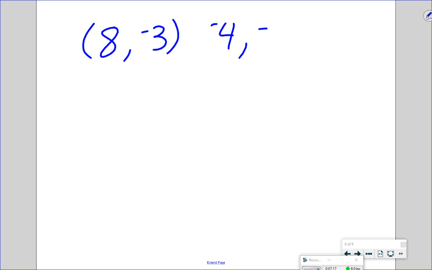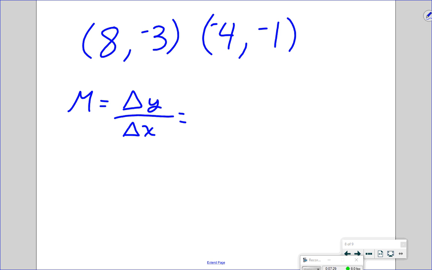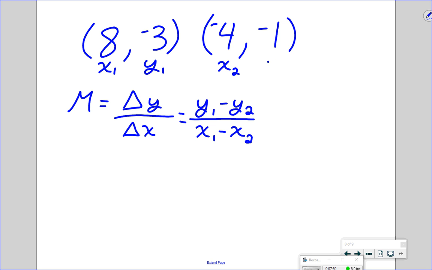So let's try another one. Let's try 8, -3 and -4, -1. So if these are your 2 points, we're going to get the slope again by calculating delta y over delta x. I'm going to basically do one of my y's minus the other, and one of my x's minus the other. I'm going to pick one of these points as my first point. That point is my first point. That point is my second point.